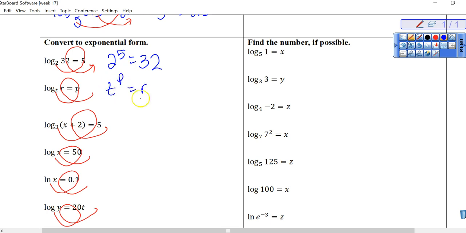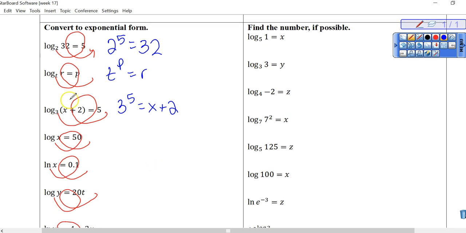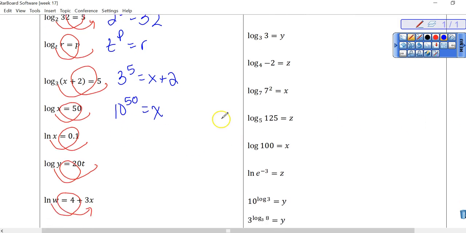T to the P equals R. 3 to the 5th equals x plus 2. We could probably solve that. We could definitely solve that. 341. No. What's 3 to the 5th? Yeah, 3 to the 5th is 243. 243 equals x plus 2. Yeah. We could solve that one. Okay, what's this one? 10 to the 50th. We could solve that too, but would you want to write that out? No. Me either. I think I would write it as 1.0 times 10 to the... That's how I would write it. Forget that jazz.